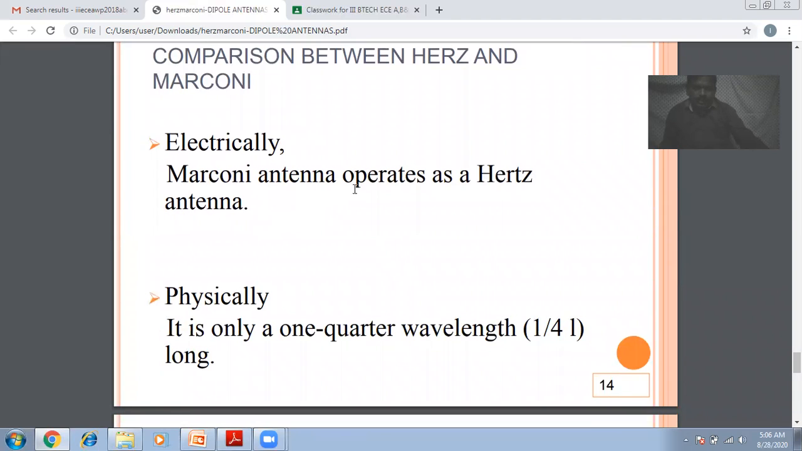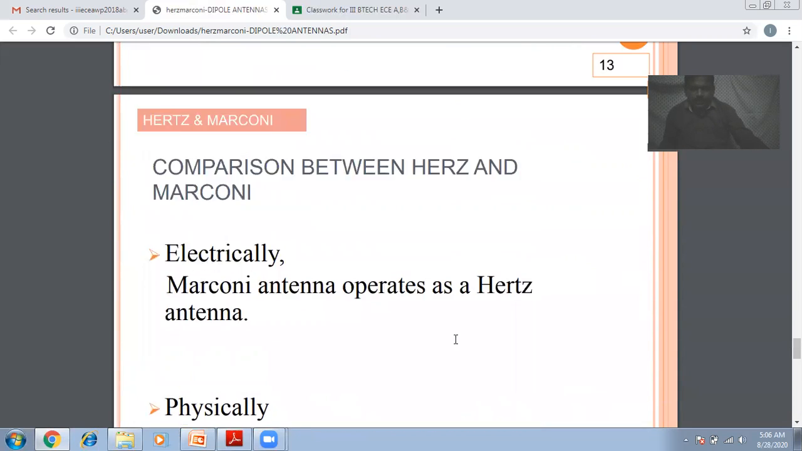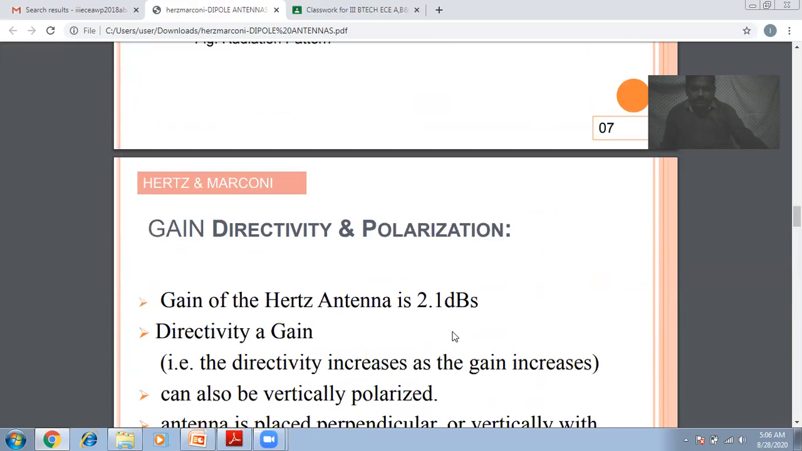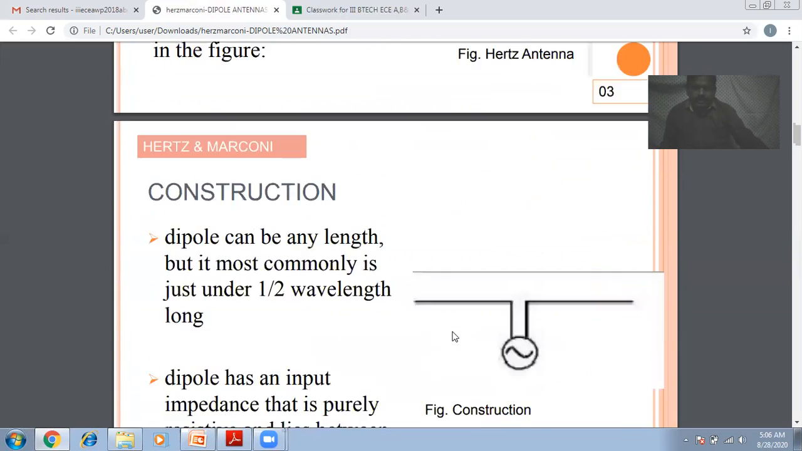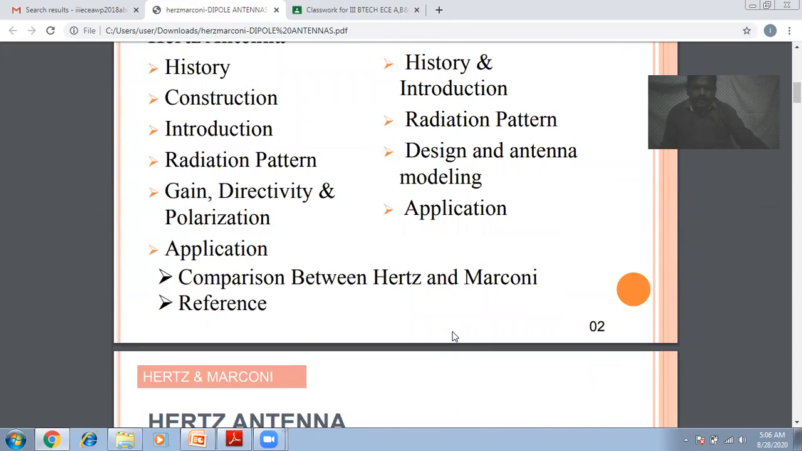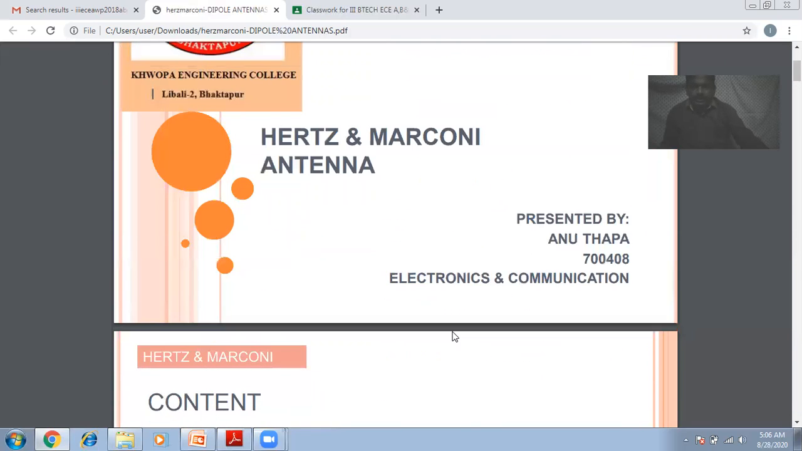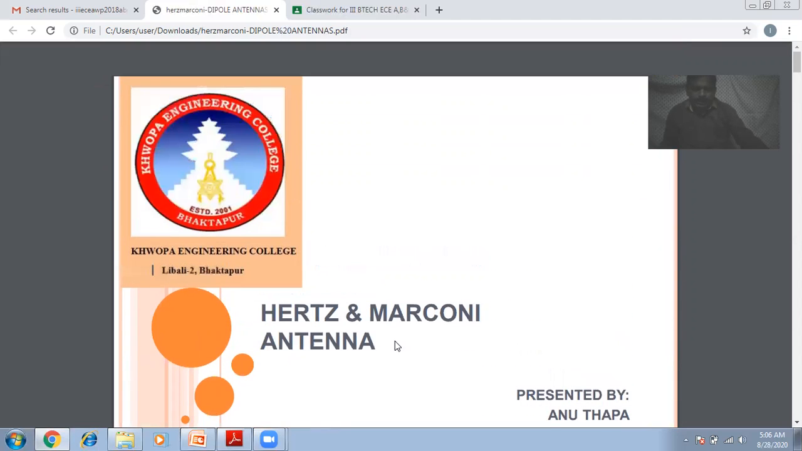Electrically, the Marconi antenna operates as a half-wave dipole antenna. Physically, it is only a quarter wavelength long. Also don't confuse the Hertz antenna with the Hertzian dipole. The Hertzian dipole is a dipole whose length is very, very small, of the order of less than lambda by 10. That is different. Any antenna is assumed as an end-to-end connection of Hertzian dipoles.